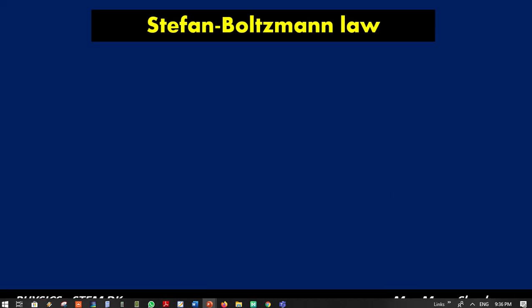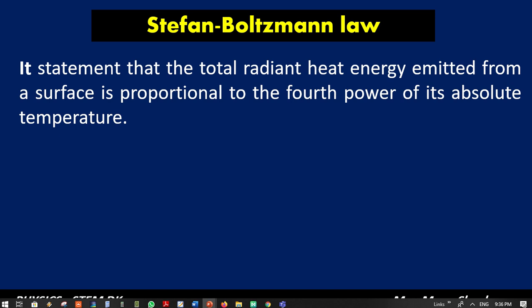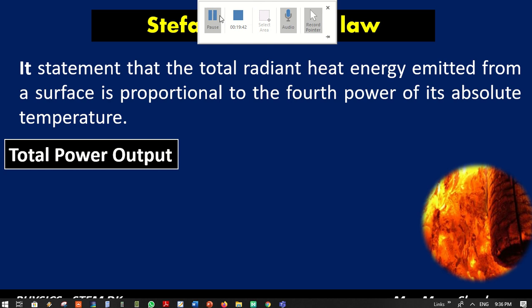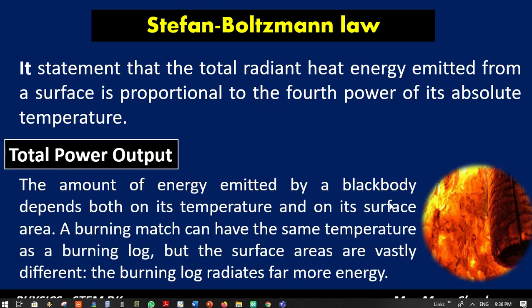The second law is called the Stefan-Boltzmann law. It's a statement that the total radiant heat energy emitted from a surface is directly proportional to the fourth power of its absolute temperature. So, according to these relations, what would you expect when heating a small amount of fires and heating a big fires? The amount of energy emitted by a black body depends only on its temperature.